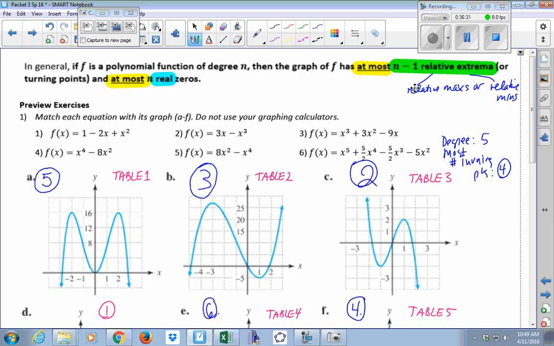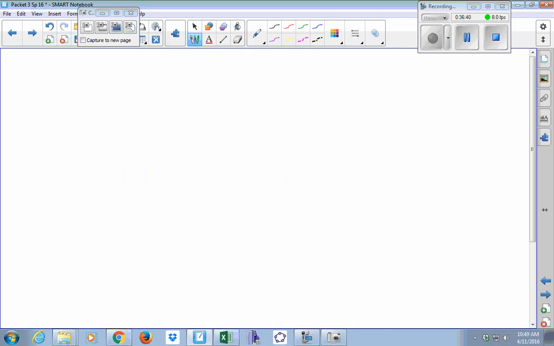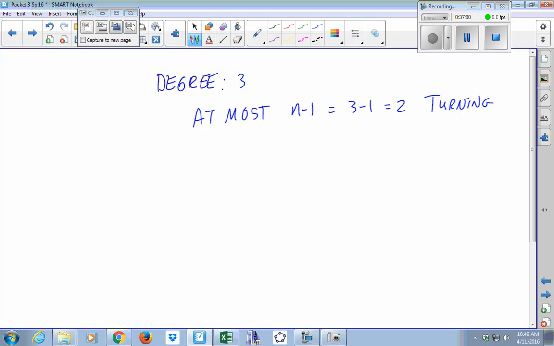Again, it doesn't mean it has to have that many. For example, if you look at a cubic function, if a polynomial has degree 3, it can have at most how many turning points? N minus 1, which is 3 minus 1, which is 2. At most, 2 turning points. Okay, but it doesn't have to have 2. It could have 2 or 0 turning points.